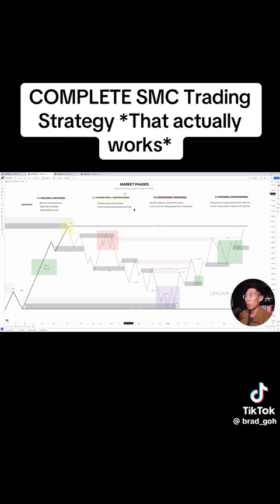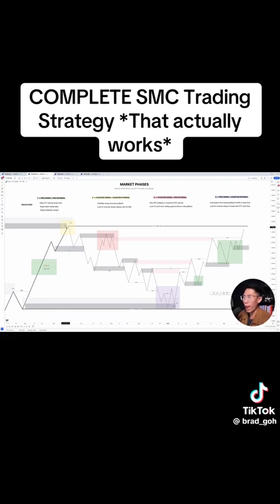these phases. So the next phase is the counter swing plus counter internal phase. This phase is a little bit trickier, because this is where we are going against the higher time frame order flow and the lower time frame order flow and the medium time frame order flow. We are going against the trend, we are going against the current of the wave in the ocean.